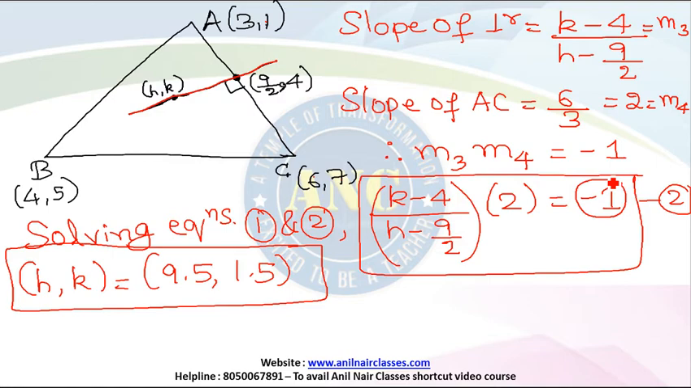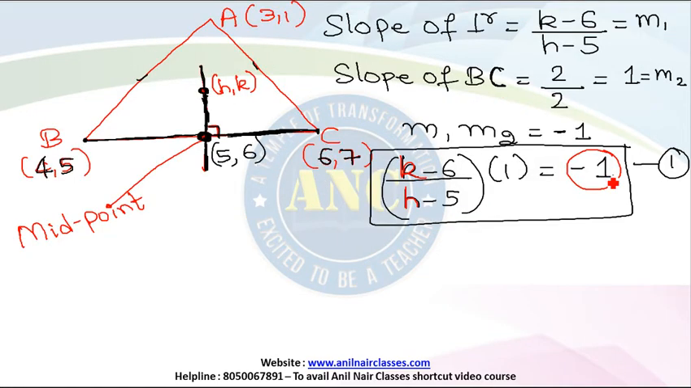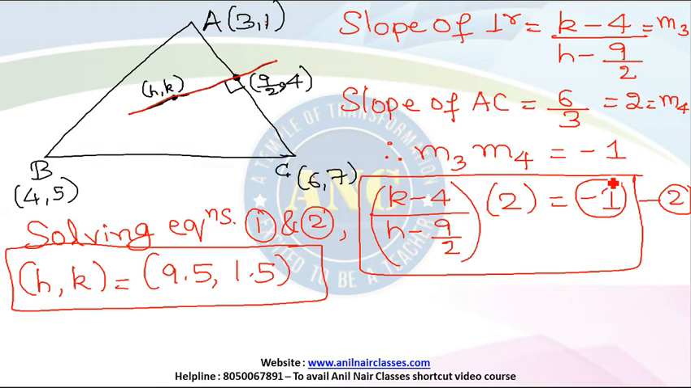Sir, I don't like to solve it. Is there any other method after getting equations 1 and 2? Yes, you have a method. Because 9.5, 1.5 is the correct answer, that will definitely be one of your answer options. Put the h value 9.5 and k value 1.5 in both equations 1 and 2. If both equations are satisfied, then that value is correct, otherwise incorrect. Very, very simple way of understanding.